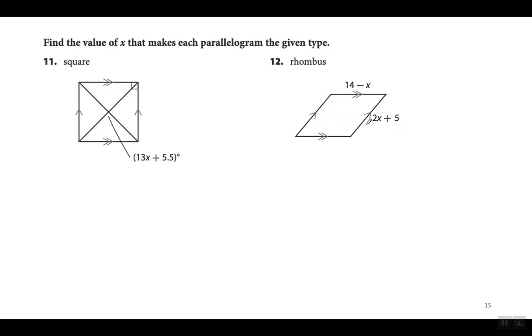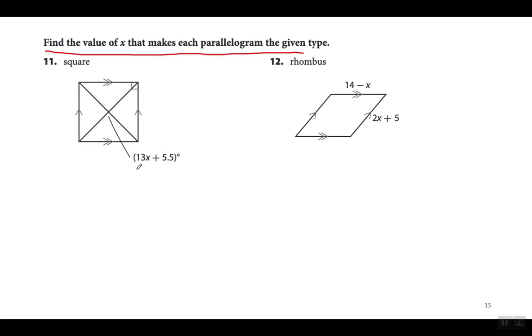All right, finally, a question with some numbers and some math. It says, find the value of x that makes each parallelogram the given type, all right? Okay, so what does x have to be for this to be a square, in other words? Okay, so in order to be a square, this has to be a rhombus, and if it's a rhombus, that means that the diagonals are perpendicular.